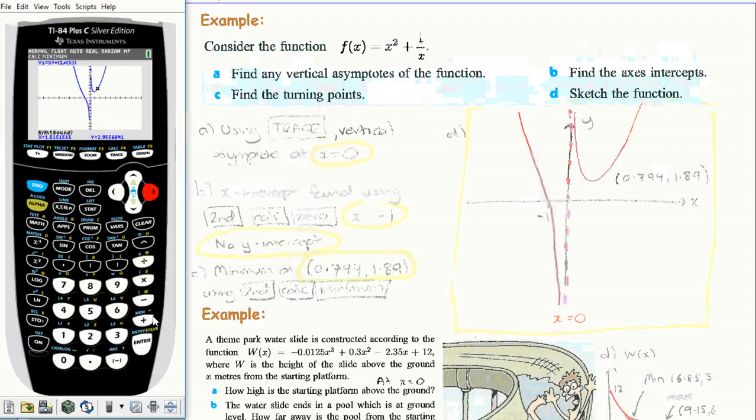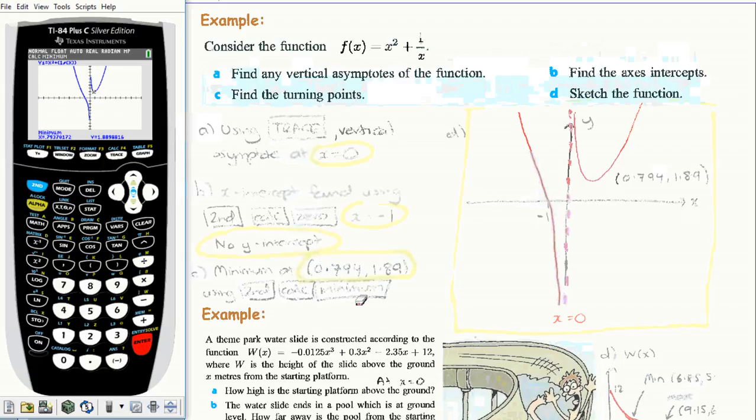Yes, please guess, calculator. Yep, the coordinates of the minimum are 0.794 and 1.89. So minimum at 0.794, 1.89. I popped it here, but also I've written it here. Minimum at 0.794, comma 1.89, close brackets. Make sure your coordinates are written in brackets using second calc minimum.